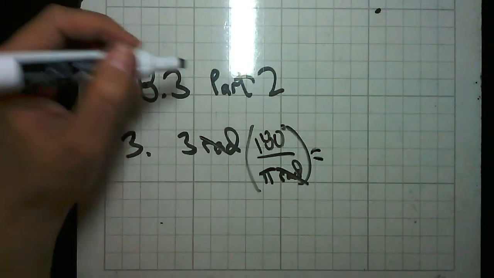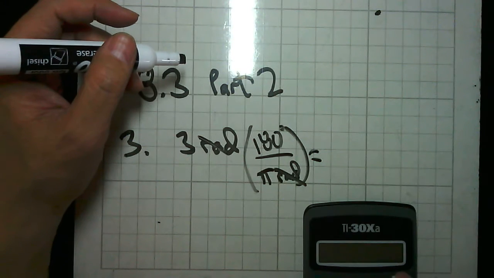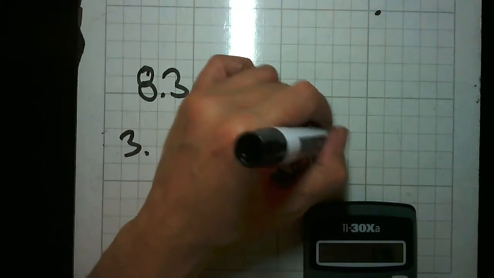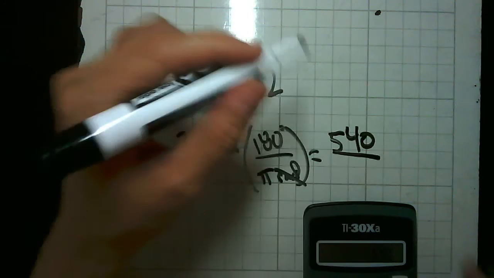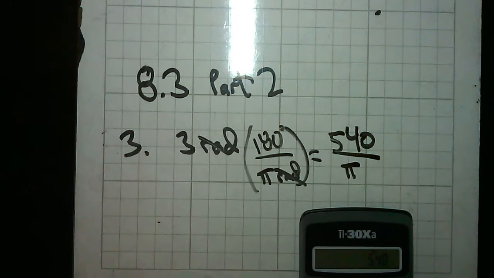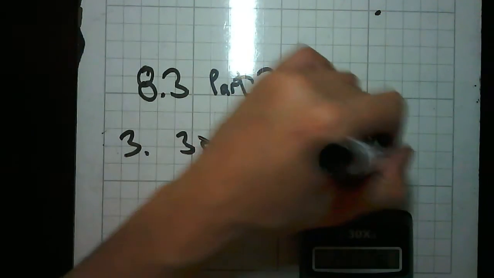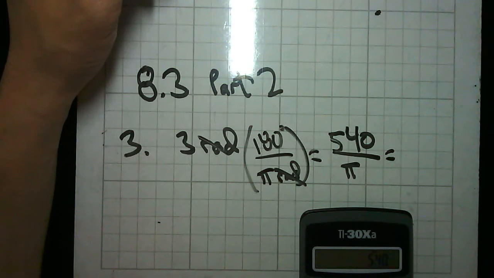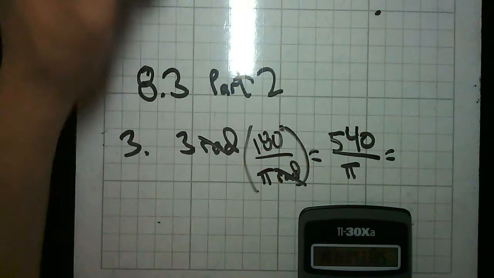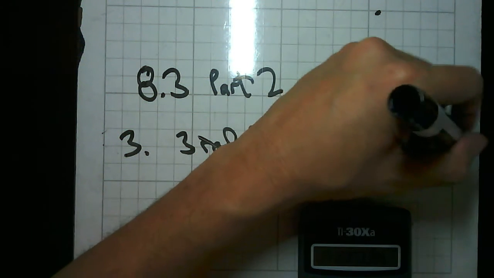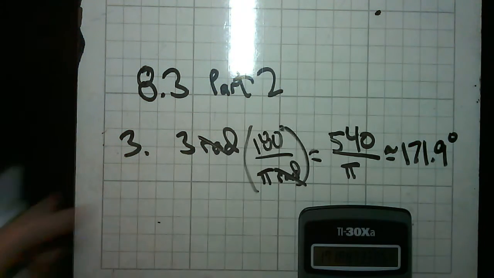So we have 3 times 180, 540 over pi. This is going to give us degrees. So now this is weird. We have to punch in pi as a number. We're going to divide that by pi, and we're going to get about 171.9 degrees.